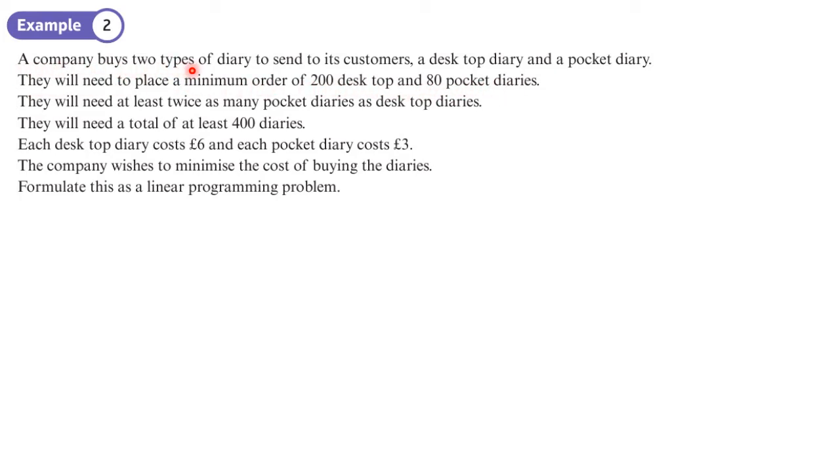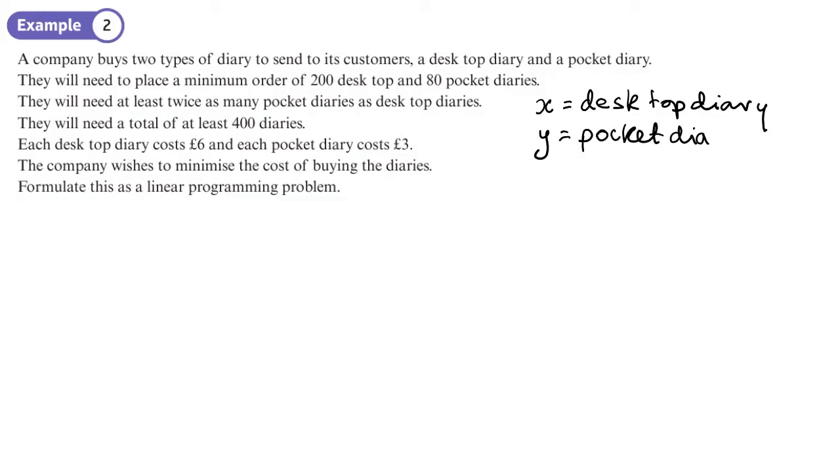So starting with the first line, company buys 2 types of diary to send to its customers, a desktop diary and a pocket diary. So the first thing I'm going to do is define my variables, and I'm going to say x is going to stand for a desktop diary. You could use D if you wanted to. And y is going to stand for a pocket diary. And if you wanted, you could use P if you wanted to, but I prefer to use x and y. Okay, so that's the first line done.